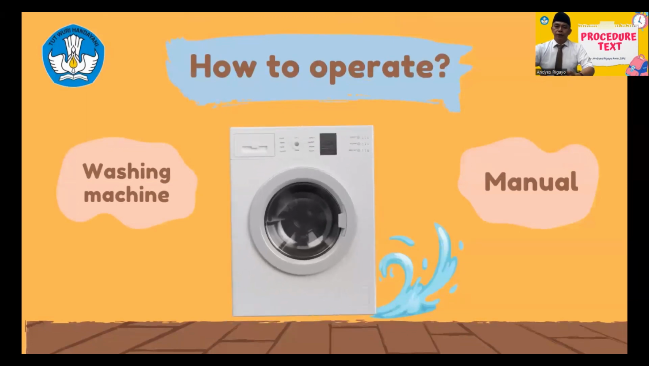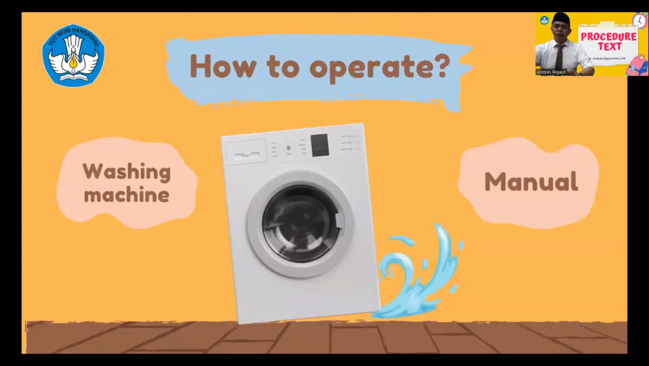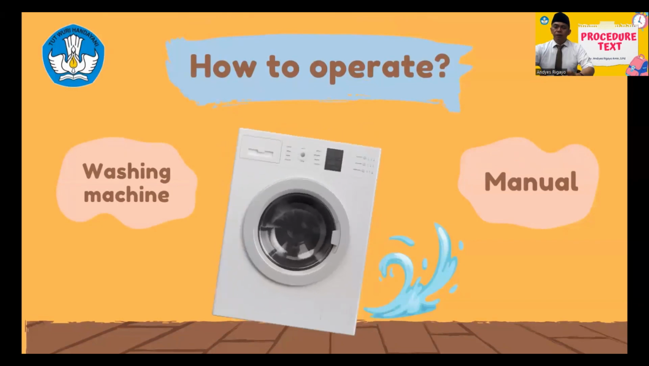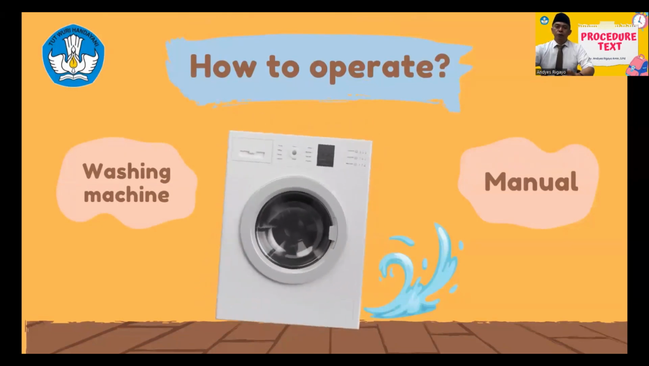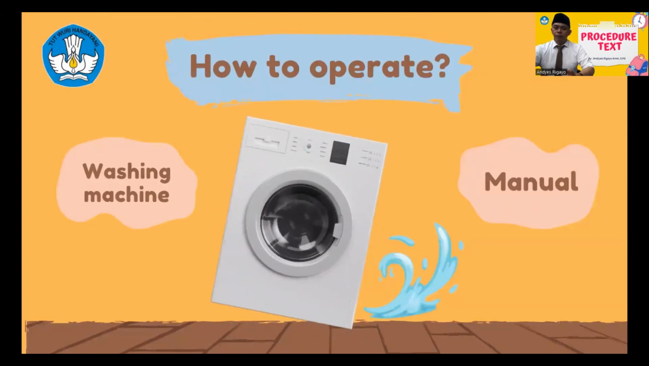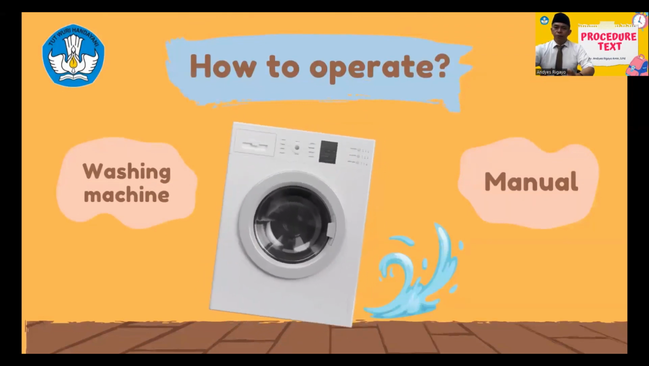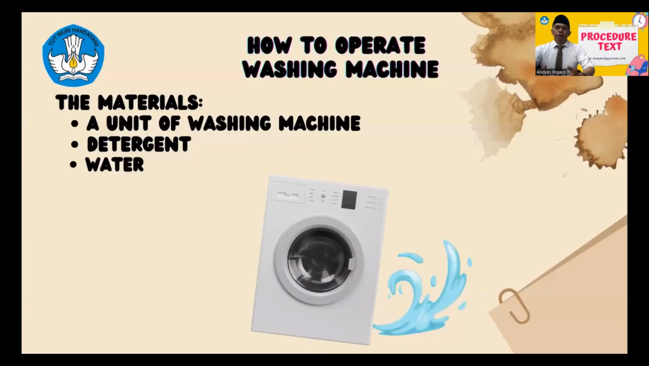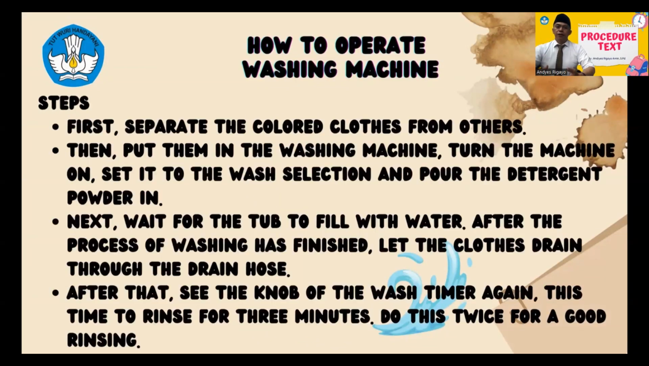And how to operate. It means that how to operate something. In this example, you can see that how to operate washing machine. Yeah. To operate washing machine, we need a manual to operate. Yeah. The materials: a unit of washing machine, detergent, and water. Step: first, separate the colored clothes from others, then put them in the washing machine. Turn the machine on, set it to the wash selection, and pour the detergent powder in.